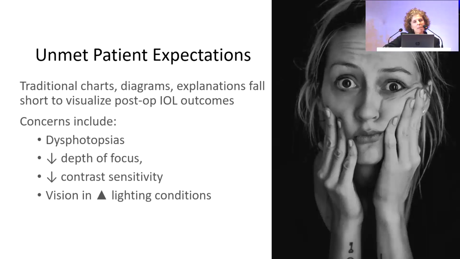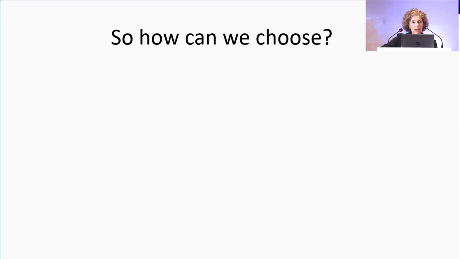So unmet patient expectations usually concern dysphotopsias, depth of focus, contrast sensitivity, and vision in different lighting conditions. And these are very difficult to explain when we think about choosing the best option. We always know that selection is a match of our personality and our choices, and the person that we have in front of us, the patient himself. So how can we choose?